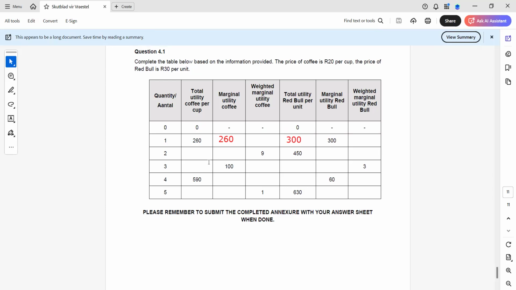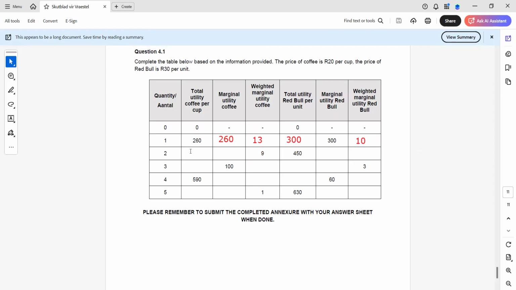Right. And now that you have your marginal utility, you can get your weighted marginal utility for this one. Your weighted marginal utility is marginal utility divided by the price. The marginal utility is 260, we've already calculated it, and the price for coffee is 20. So you just say 260 divided by 20, which is 13. So you just write 13. Also on the side, because now you have your marginal utility, to get your weighted marginal utility, just say 300 divided by the price for Red Bull, which is 30 Rand. So 300 divided by 30, you get 10. So you just write 10.